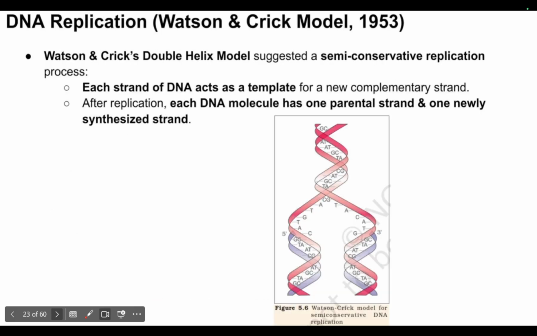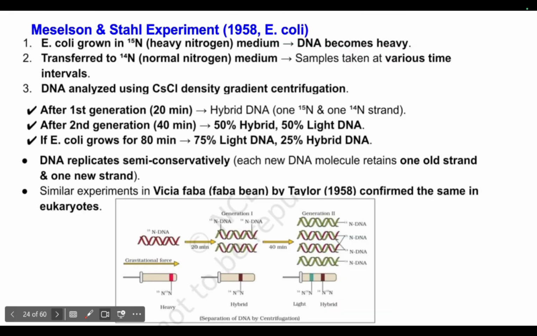Now let's see DNA replication. Watson and Crick were the first to give the double helical model, and they also suggested the semi-conservative replication process for DNA. They said that each template will synthesize a new complementary strand, meaning each newly synthesized DNA has one parental strand and one newly synthesized strand, and that is why it is called semi-conservative replication. Watson and Crick gave a theoretical explanation of semi-conservative replication.